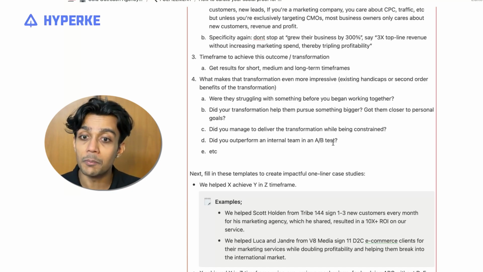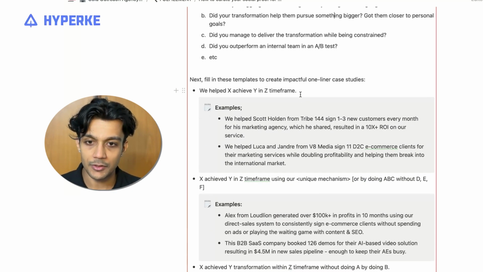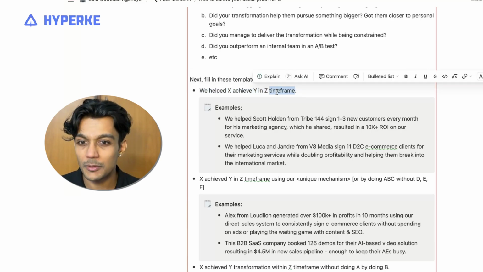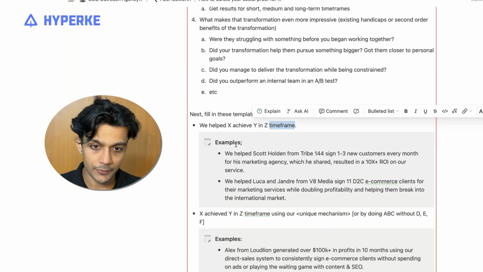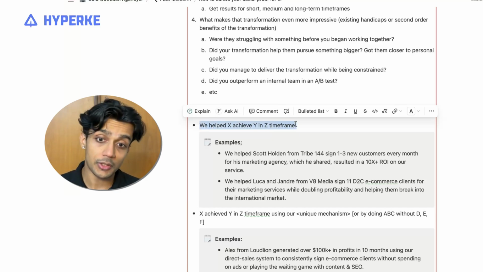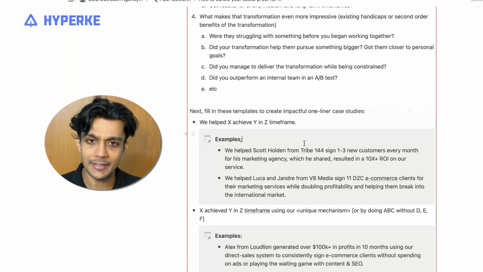Now I'm going to give you some more examples, as well as frameworks, copy paste frameworks that you can literally just brainstorm this for all of your case studies, literally copy paste this into this framework, and boom, you have your one sentence case study. And I'm going to show that to you with examples. Right, the first one is we helped X achieve Y in Z time frame.